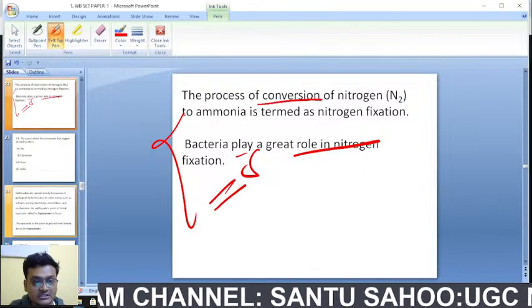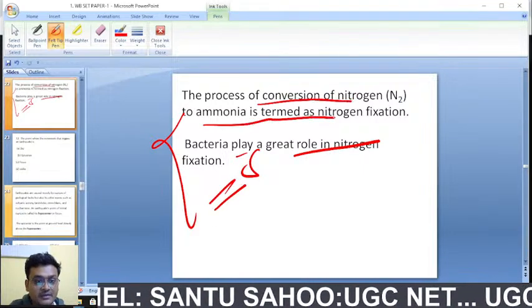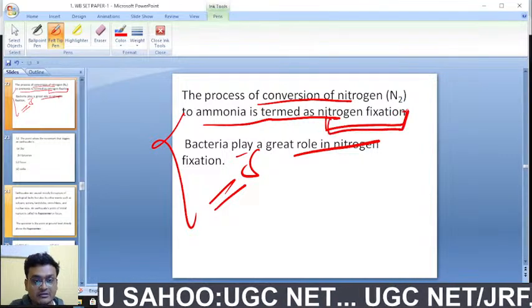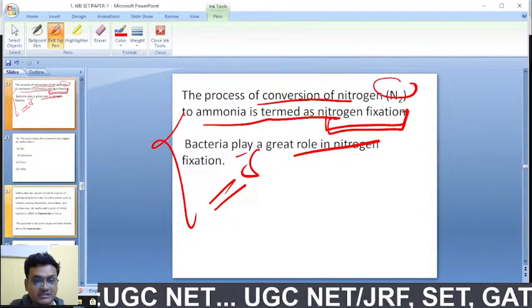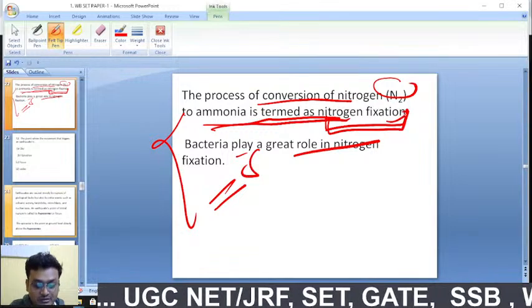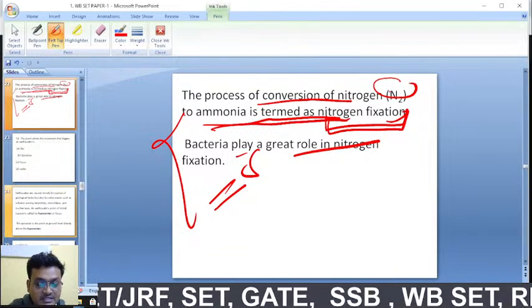The process of conversion of nitrogen to ammonia is termed as nitrogen fixation. It is nitrogen fixation. Exactly, Archana, it's B is the answer.